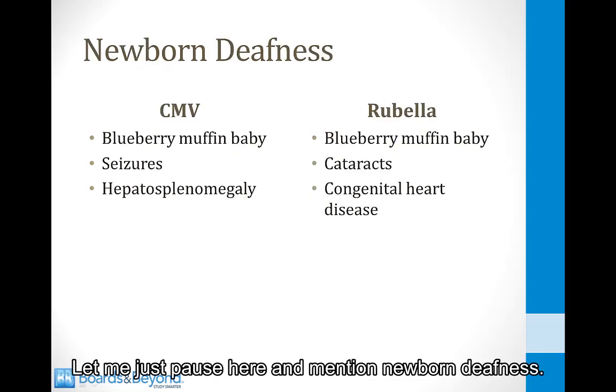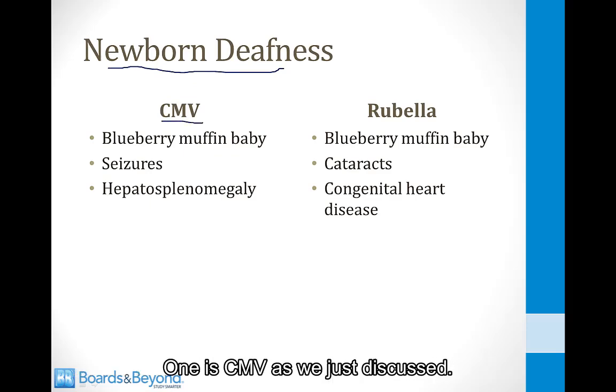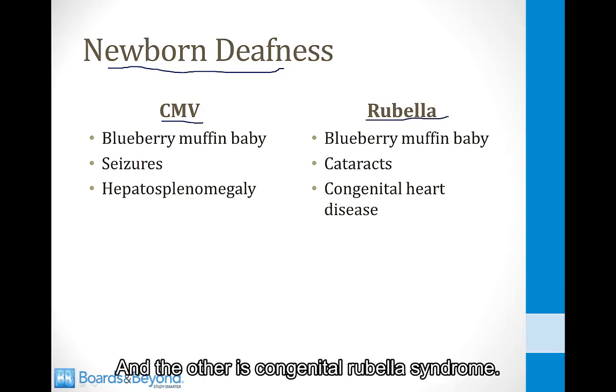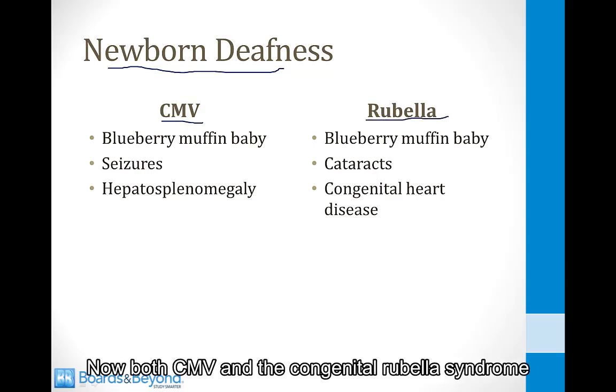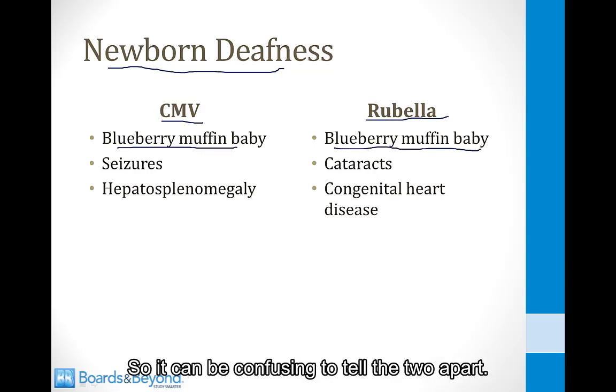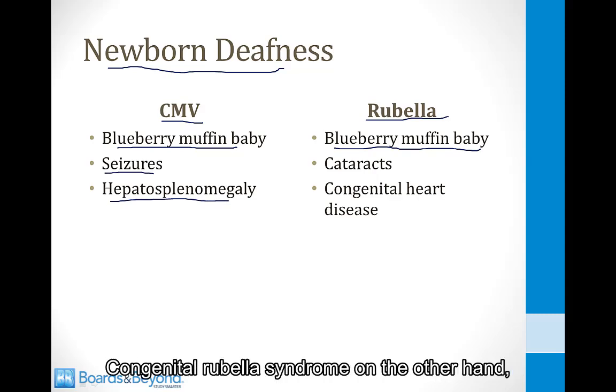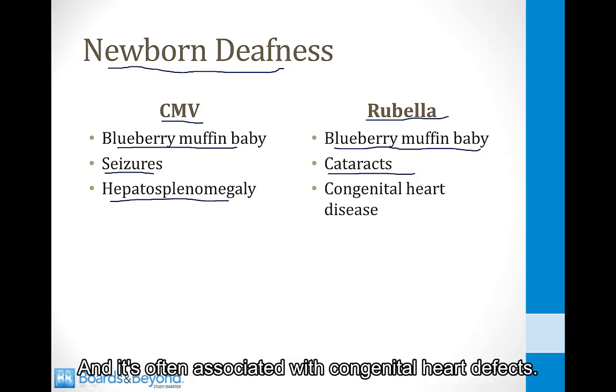Let me just pause here and mention newborn deafness. So this is a finding of two different congenital infections. One is CMV, as we just discussed, and the other is congenital rubella syndrome. Now, both CMV and congenital rubella syndrome can cause blueberry muffin baby syndrome, so it can be confusing to tell the two apart. But make sure you remember that only CMV will give seizures and a big liver and a big spleen. Congenital rubella syndrome, on the other hand, causes cataracts in the babies, and it's often associated with congenital heart defects.